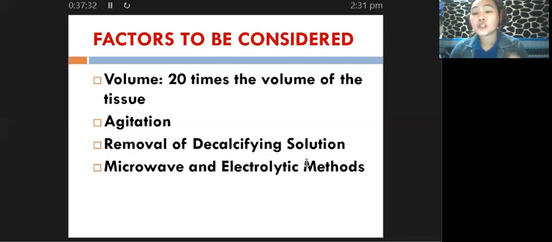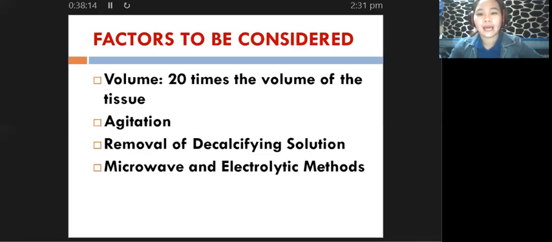It should also not adversely affect the staining capacity of the cell, particularly your nucleus. Take note of the term adversely: there will really be an effect on the staining of your tissue components, however, it should not be significant. Particularly, we are after the effect of decalcification on the staining of your nucleus.